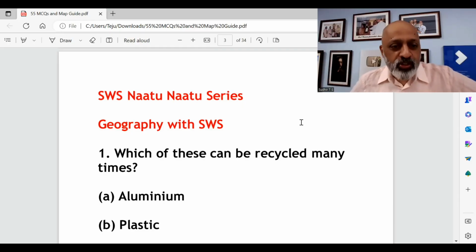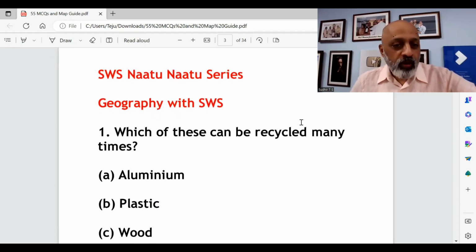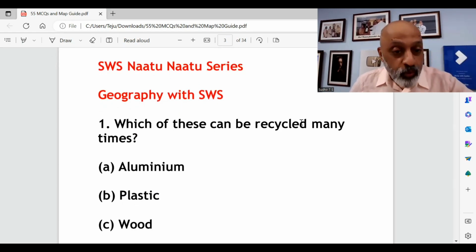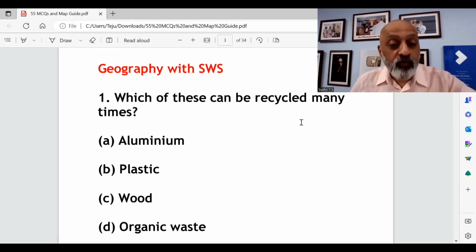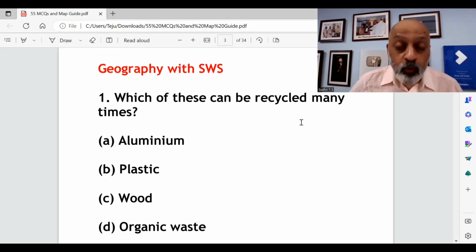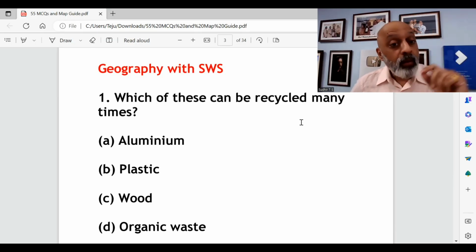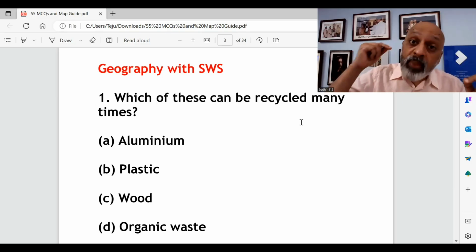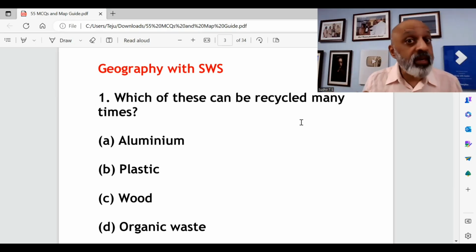The first question comes to you. Kaun banega geography ka guru? Which of these can be recycled many times? Is it aluminium? Is it plastic? Is it wood? Or is it organic waste? Now, इसमें और भी options हो सकते हैं, like glass, like metal. But of these four options, which can be recycled many times? Many times is the keyword. इस बात पर ध्यान दीजिएगा. And यहाँ पर the correct answer is aluminium, option A.